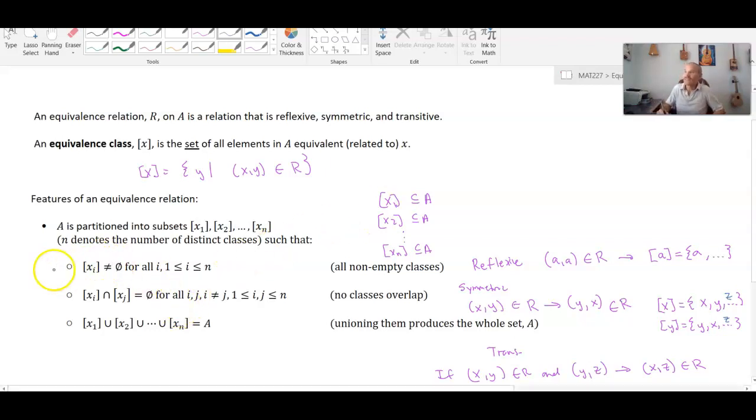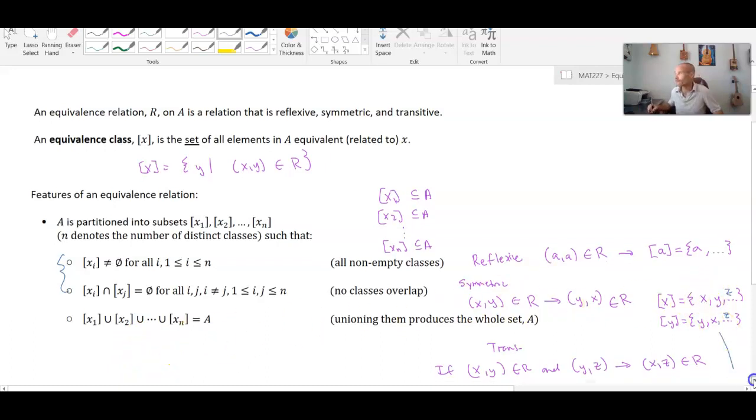Finally, because of these two things here, the consequence is that every single element is going to belong in some equivalence class, right? At least in itself, an element is going to be in its own equivalence class. And because they're non-intersecting, and every element will be in some equivalence class, when you union them all together, you're going to get the set A.